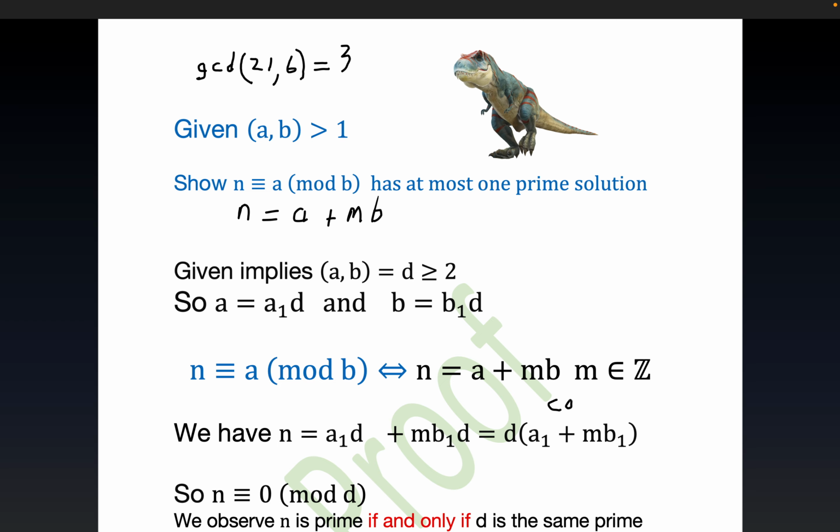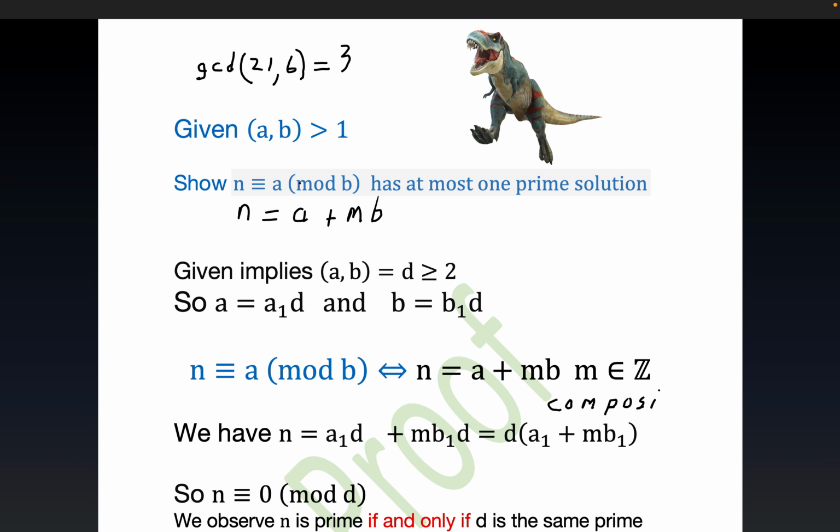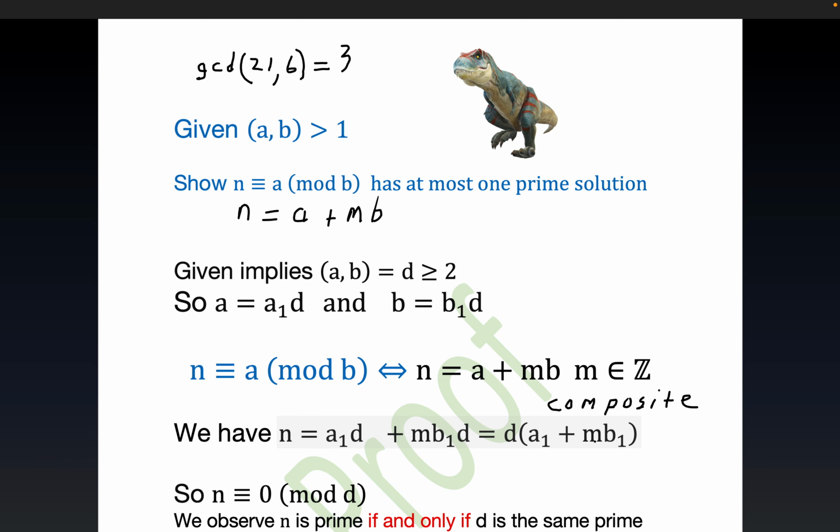And composite means, but it says at most one prime solution. So that's consistent with what we're looking for. This expression appears to be always composite, meaning there would be no prime solutions, but there is a condition. Remember, this is n, and n satisfies this congruence we're interested in. But the way we've written it here, this is composite, which is an antonym for prime. Composite means not prime. But I understand that m is a free-ranging variable. m could be equal to 0.